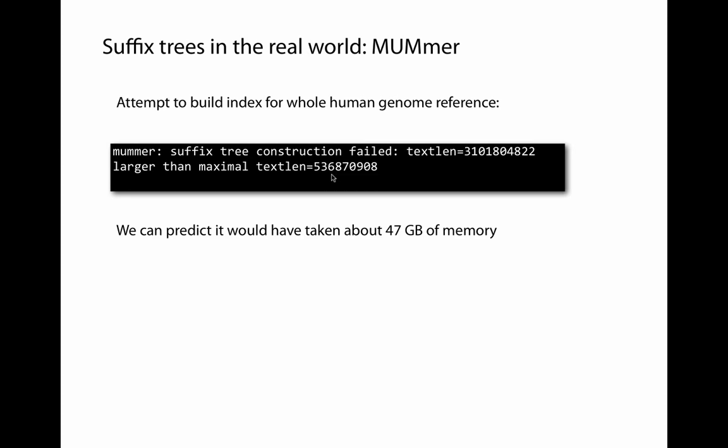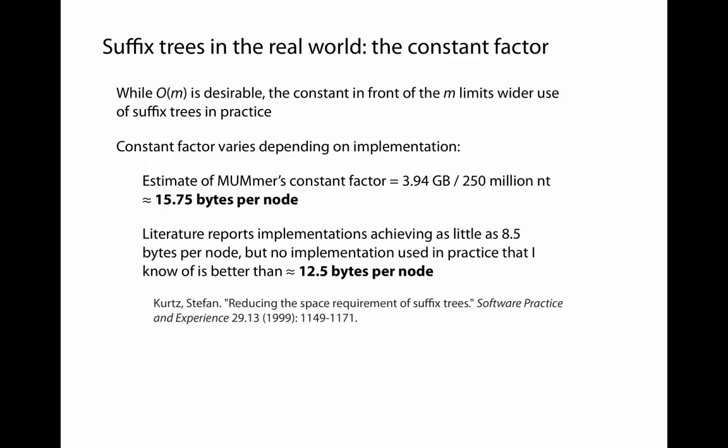But if we were to extrapolate based on the amount of memory it needed to index just chromosome 1, we can predict that it would have taken about 47 gigabytes of memory in order to fit its suffix tree index of the human genome in memory. So that's a lot, 47 gigabytes.